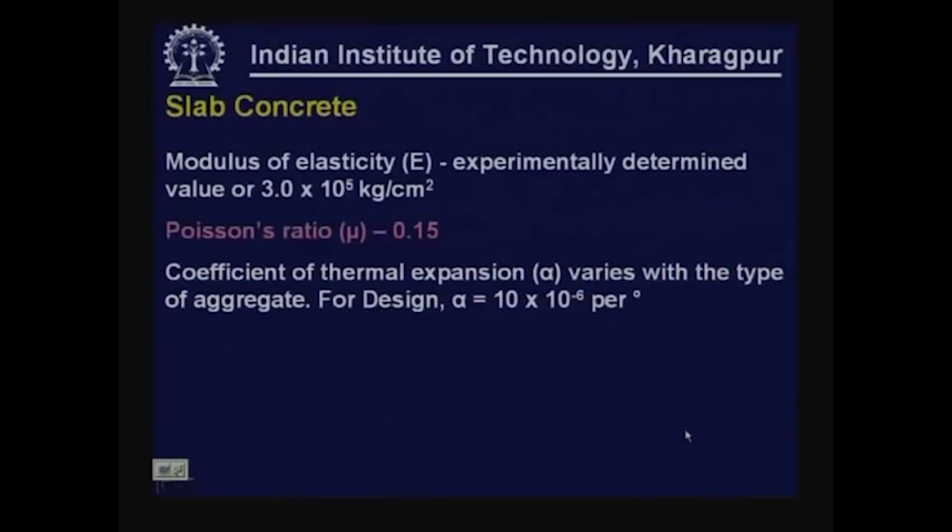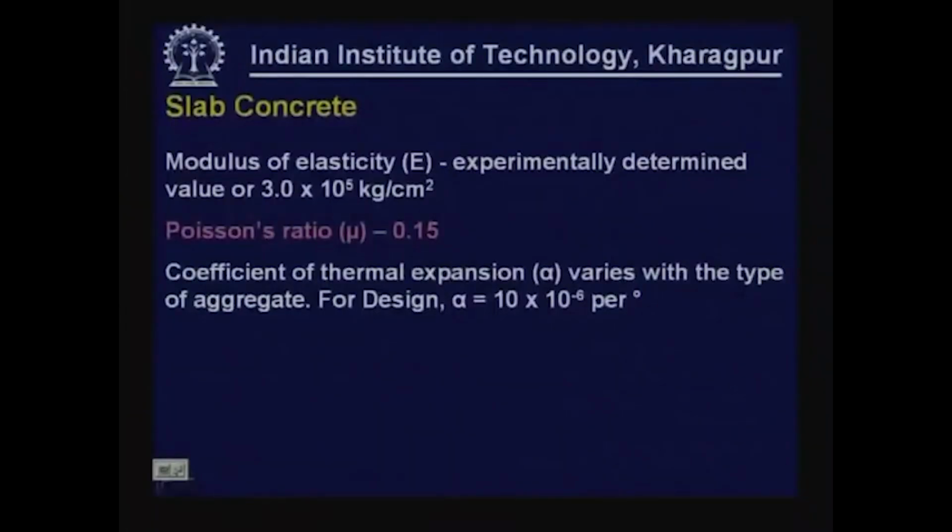This slab concrete is typically represented in terms of its elastic modulus value, Poisson ratio value, and coefficient of thermal expansion. These values are to be determined experimentally for a given grade of concrete that is going to be used. The value of E, value of mu, and also the value of alpha are to be determined experimentally, but we can take the values recommended by IRC.